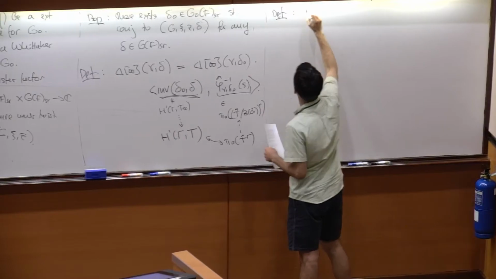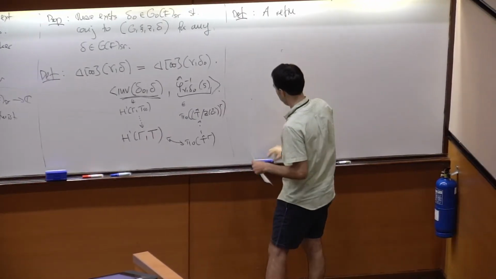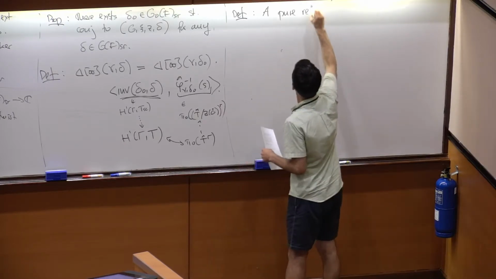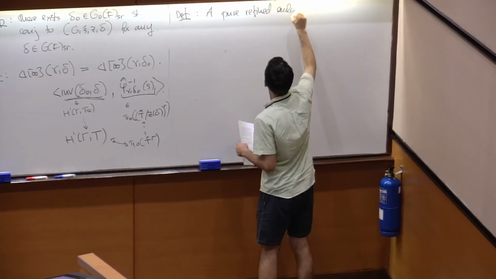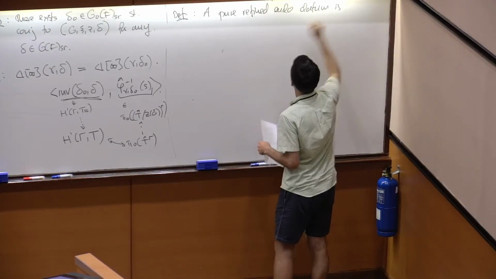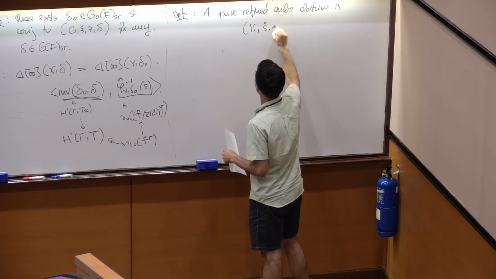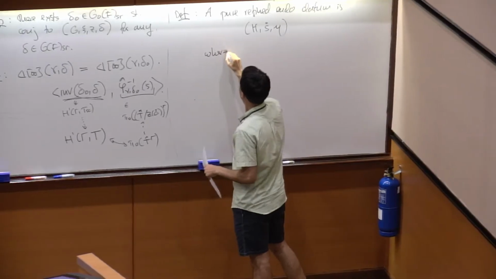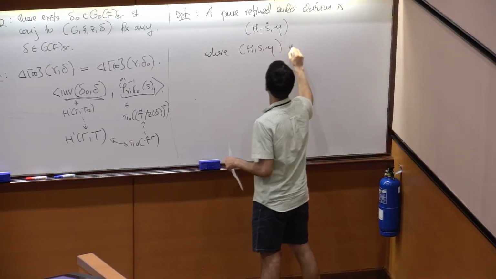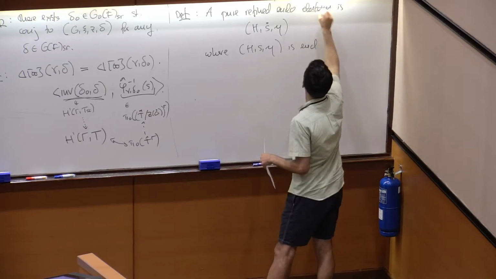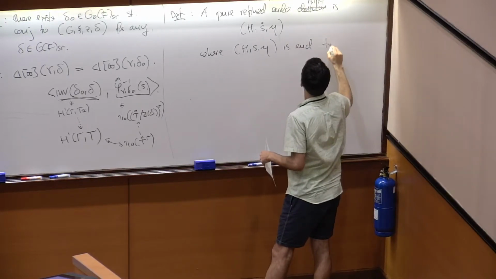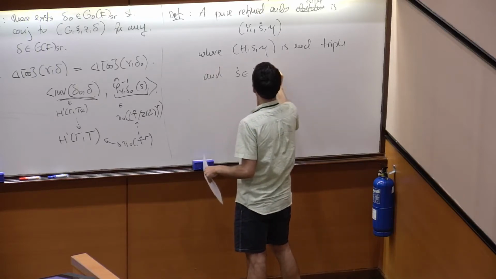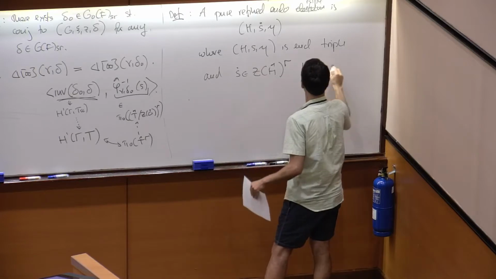So definition: a refined, and there are different ways to refine things, so let's call it a pure refined endoscopic datum is a datum where you just lift the S to an S dot, where H, s, eta is as before. And I guess I used a triple, sorry, a triple, and S dot in here lifts S.